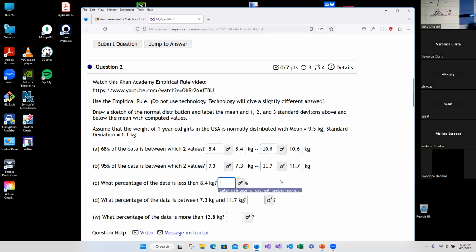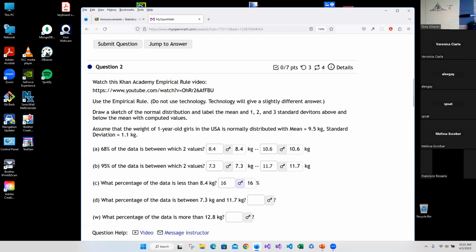16% of the data would be less than the 8.4. And why 8.4? Because 8.4 was 1 standard deviation away from the average, and they want things that are less than. Okay, this normal curve is perfectly symmetrical. That's why I can say just divide by 2. All right, if it wasn't symmetrical, you couldn't make those assumptions.